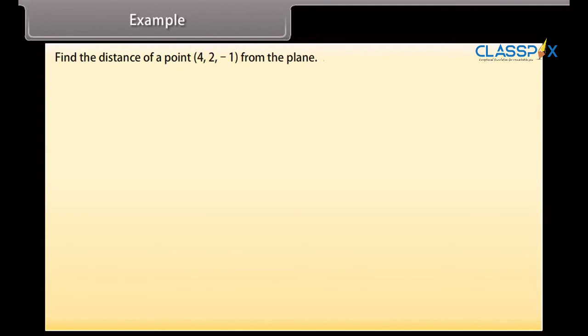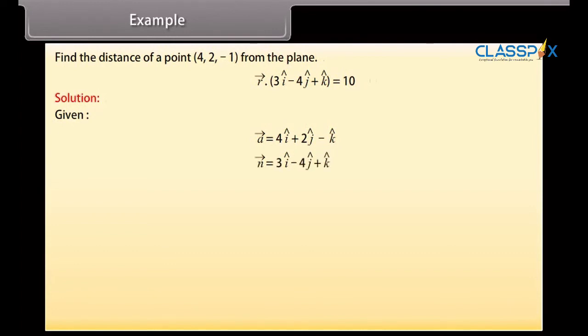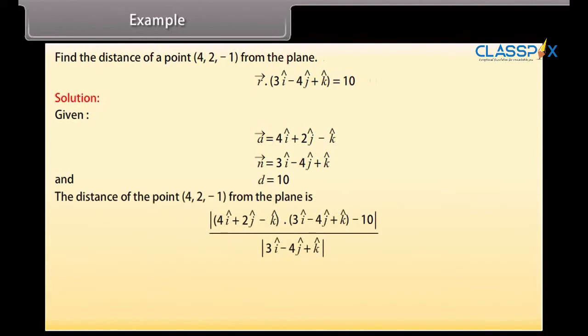Example. Find the distance of the point 4, 2, minus 1 from the plane. Solution. Given vector A equals 4 cap i plus 2 cap j minus cap k, vector n equals 3 cap i minus 4 cap j plus cap k, and d equals 10. The distance of the point 4, 2, minus 1 from the plane is equal to modulus of 12 minus 8 minus 1 minus 10 by modulus of square root of 9 plus 16 plus 1, which equals 7 by square root of 26.